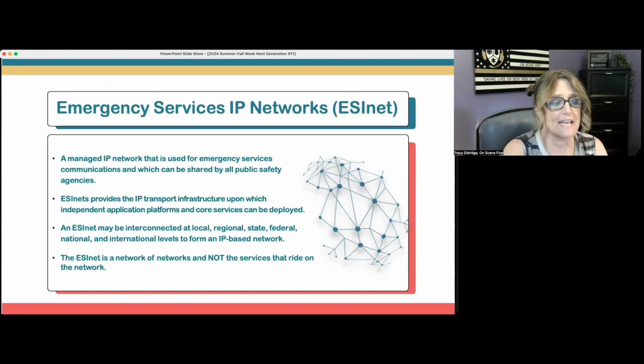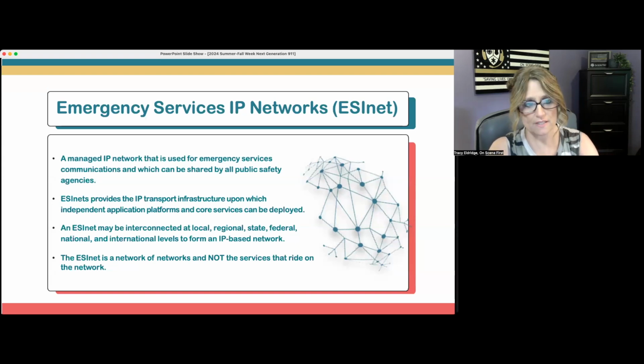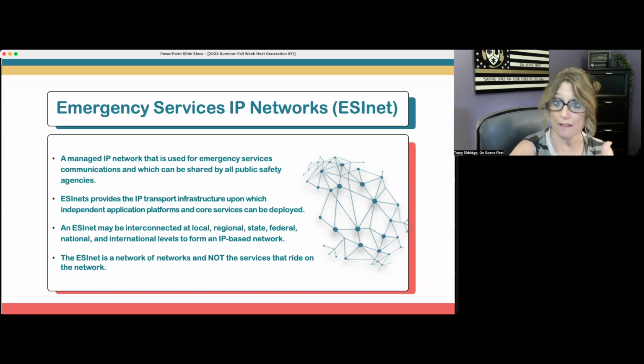And the ESInet is a network of networks. It is not the services that ride on the network. That's your next gen functional elements, etc.